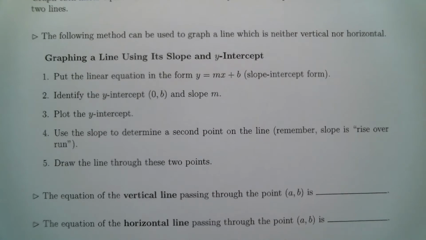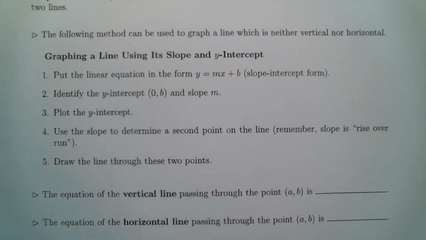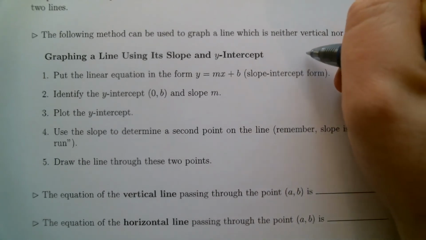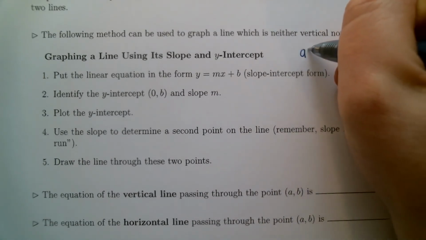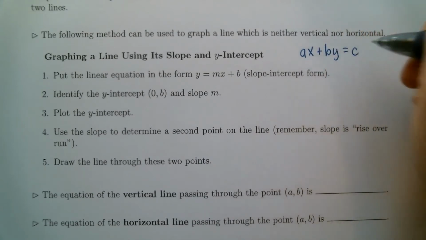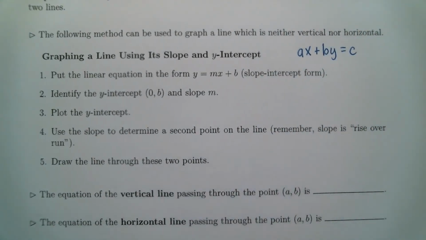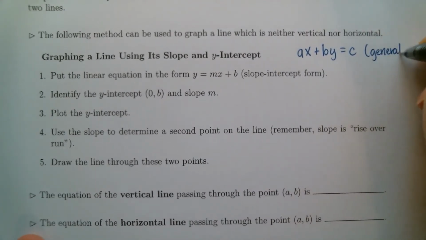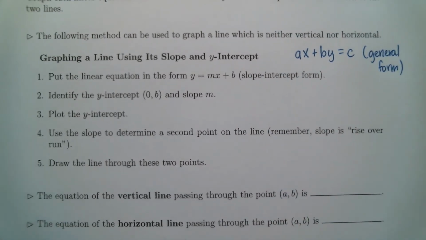Remember, your equation is going to be presented to you as a number times x plus a number times y is equal to another number. This is called the general form of a line. Most of the time, that is how the equation will be presented to you. Not always, but most of the time it will come in general form.